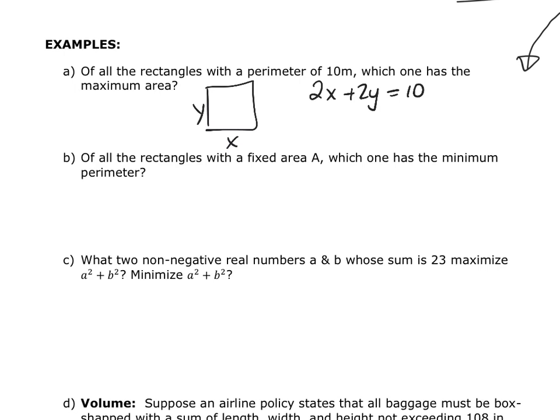What is the actual thing I'm going to maximize? Area. So what's my formula for an area for a rectangle? A equals x times y. Okay. So go ahead and do A, B, and C. So for A, these are our two equations. This is the constraint, and this is the one we want to maximize. Always have a constraint and the one we want to maximize or minimize.